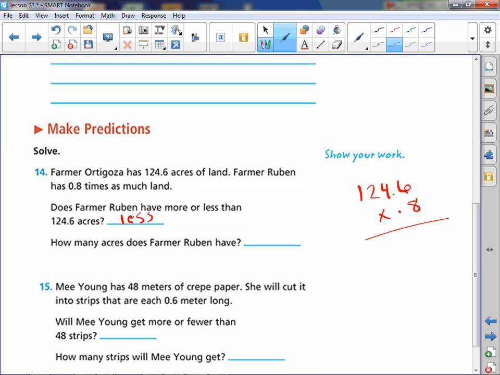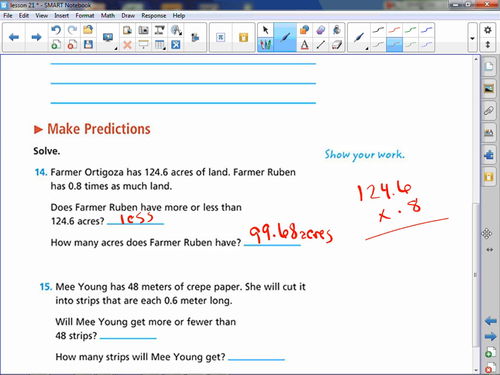Again, ignore the decimals and then you can go back and put them in. If you want to pause the video and take care of that, that would be great, and then come back and check your answer. Okay, welcome back. You should have shown your work and found it to be 99 68 acres.